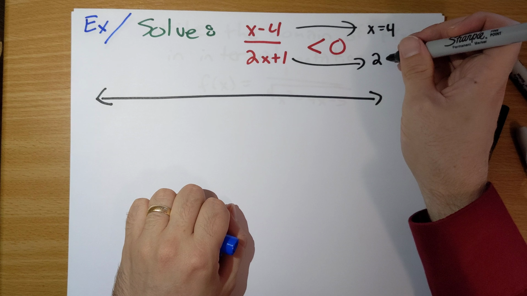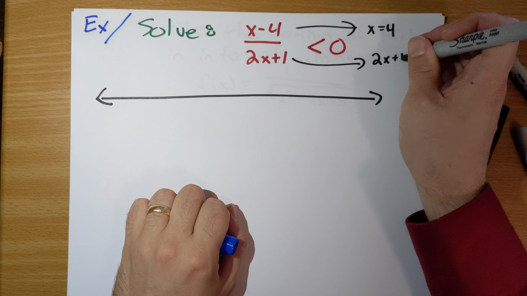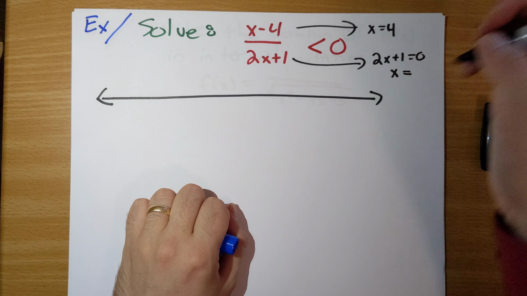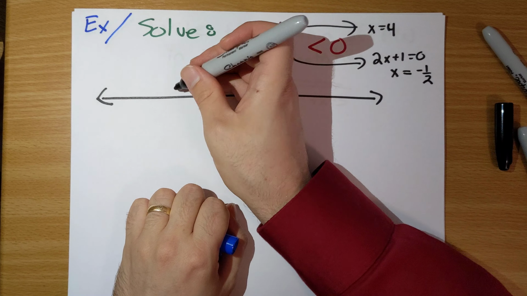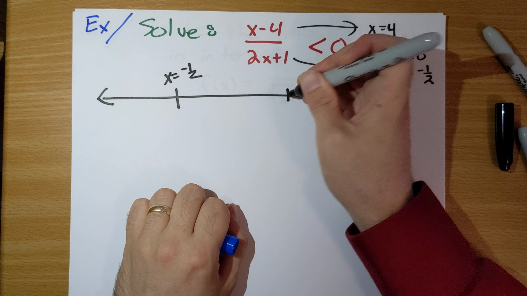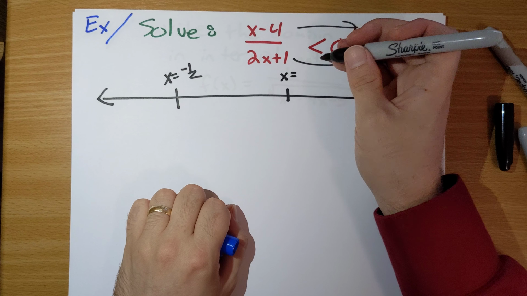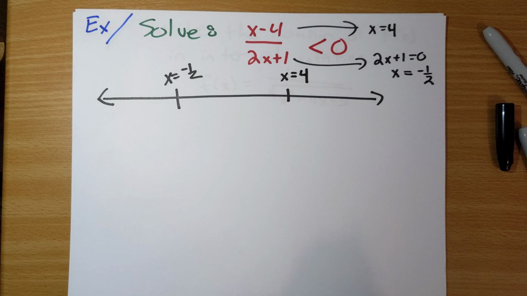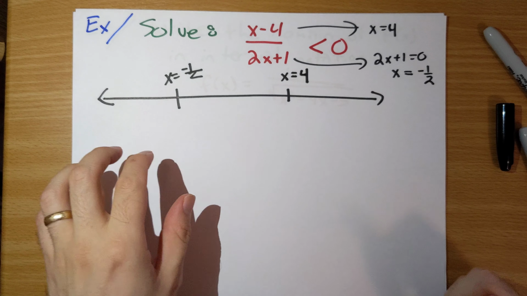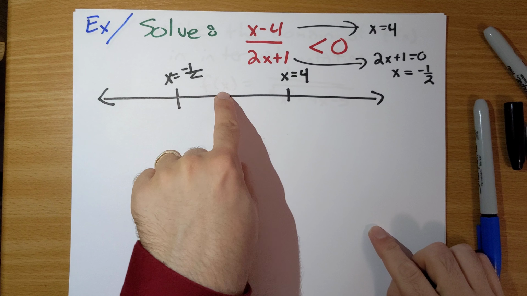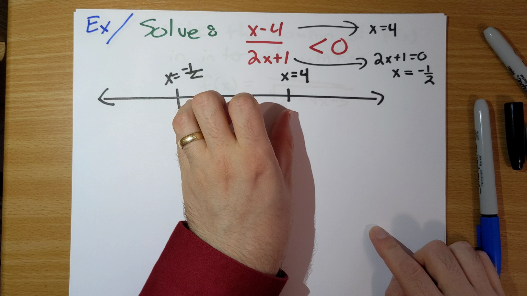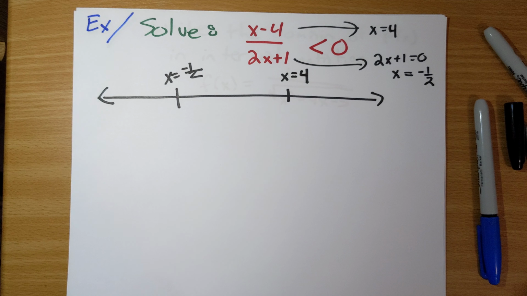2x + 1 = 0. Solve that. That will give us x = -1/2. So we have two cut points: x = -1/2 and x = 4. So what we're going to do is test points in different regions of the number line: less than -1/2, between -1/2 and 4, and bigger than 4.